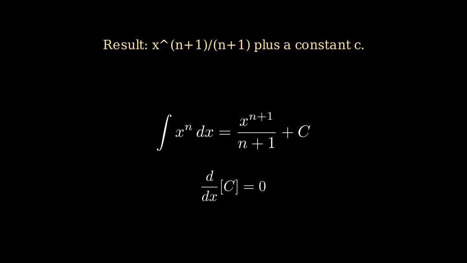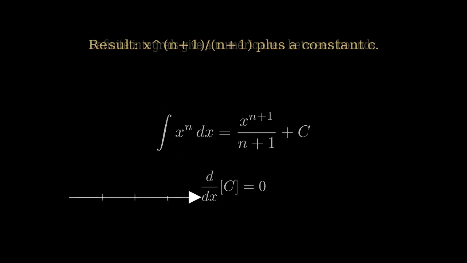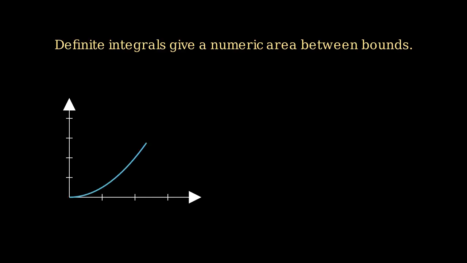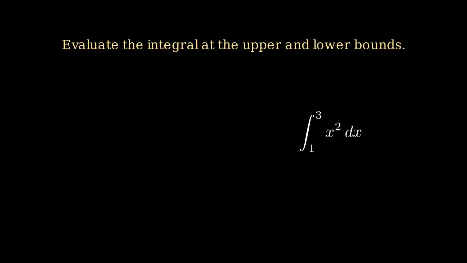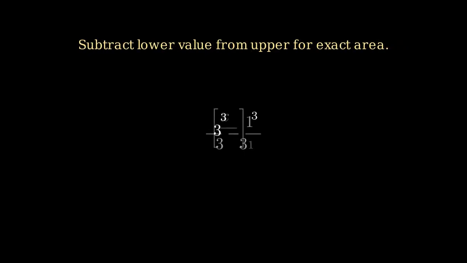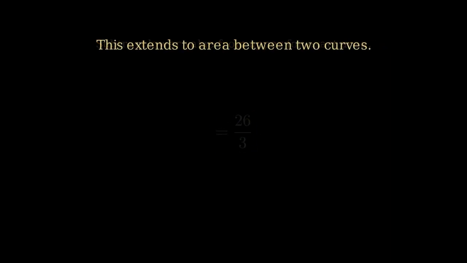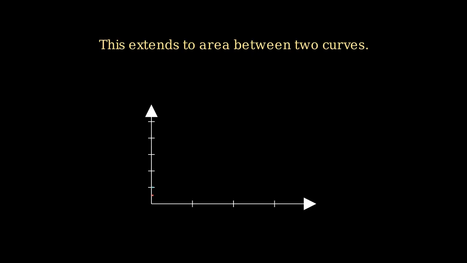vanishes when you differentiate. Now, a definite integral goes further than just finding a formula. It gives you an actual numeric area between two x values. To do this, you evaluate the integral at the upper bound, then evaluate it again at the lower bound. Subtracting the lower result from the upper result leaves you with a single number, the exact area under the curve between those 2 points.